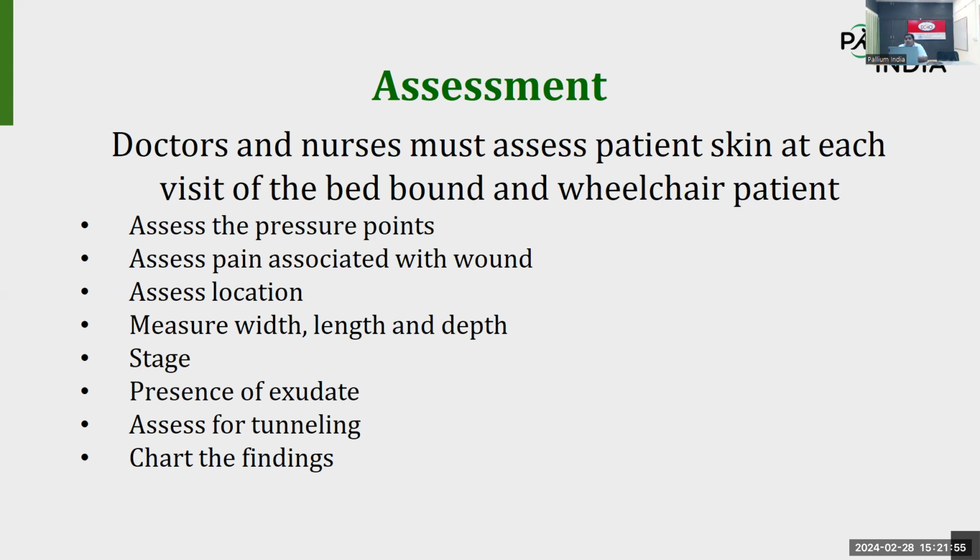Then assess for tunneling. We already discussed tunneling and how to take the measurement. You can take the measurement with artery forceps, sometimes with your little finger, sometimes with a swab. Then chart the findings, that is, recording. We have a wound chart. You can mention the stage of the wound, site of the wound, then the measurement and the characteristics of the wound. So you have to assess properly.